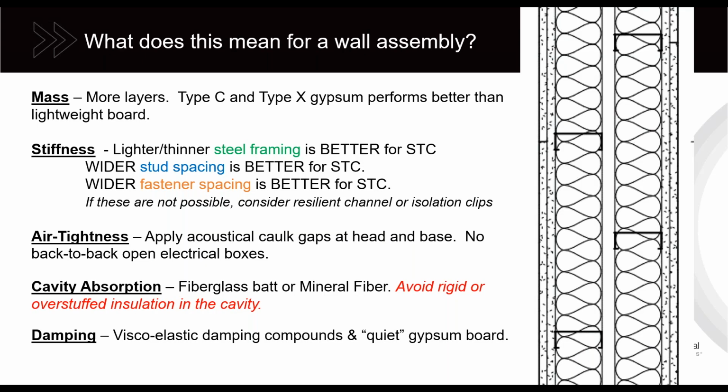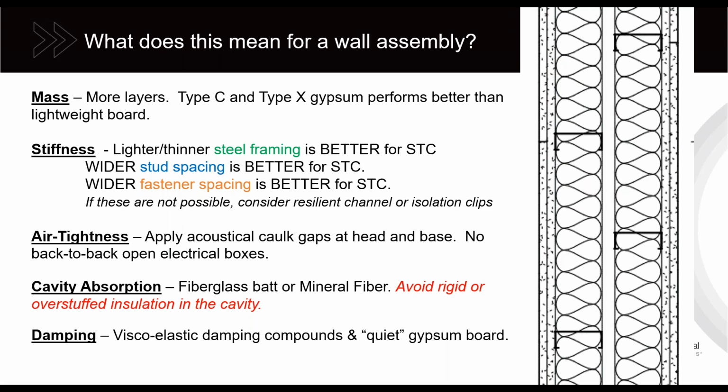So what does this mean for the wall assembly? Generally, more layers is better. Adding mass of the gypsum board will generally improve, up to a point, the performance of the wall assembly. And there are certain materials that are made to be lightweight. Consider that that lightweight alternative may affect your STC rating.